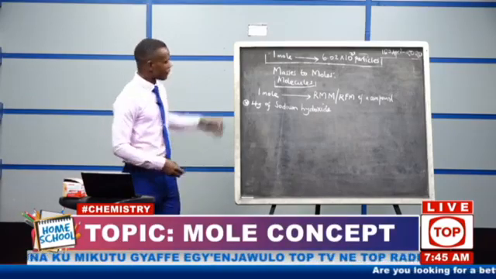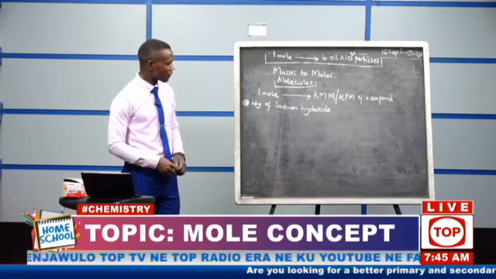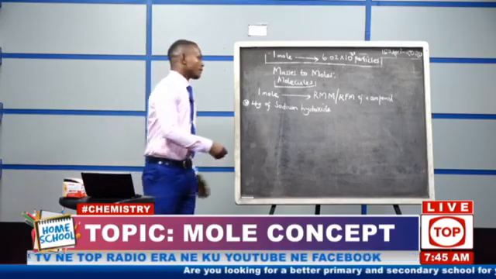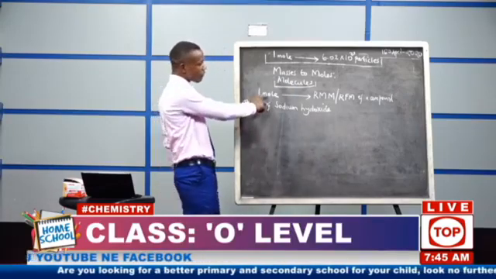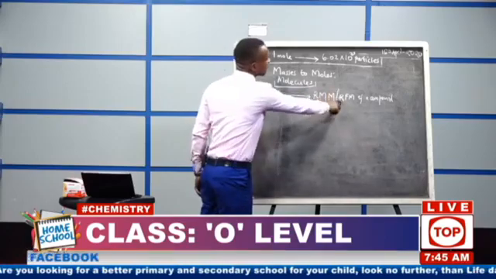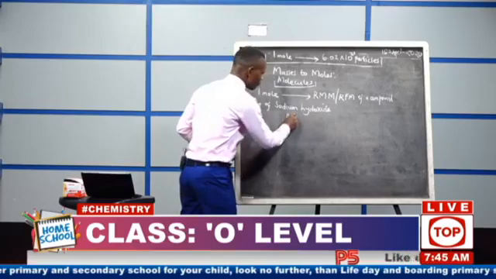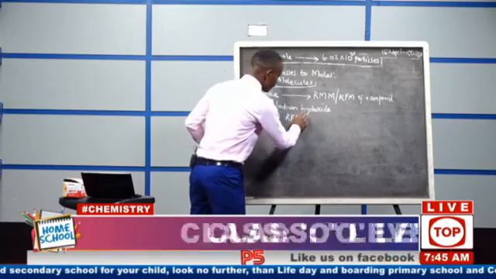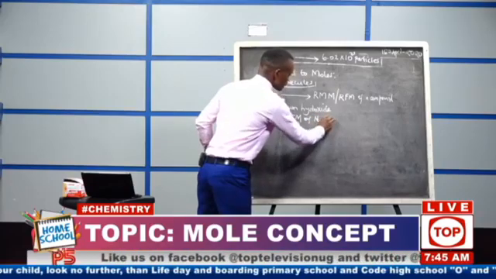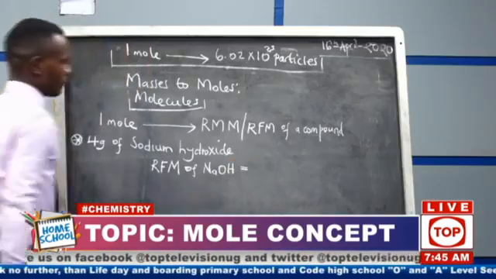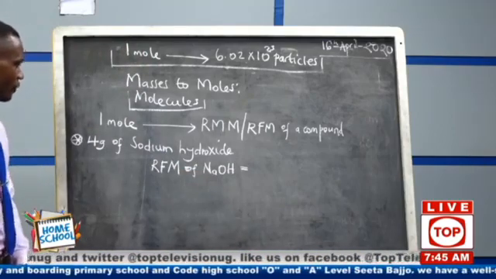So we have been given 4 grams of sodium hydroxide. Now we want to calculate for moles. Remember here we have 1 mole equaling the relative formula mass of a compound. So what do we need to find first? We need to look for the relative formula mass of sodium hydroxide, because you need to know the chemical formula of sodium hydroxide. That is it. So we have to calculate.